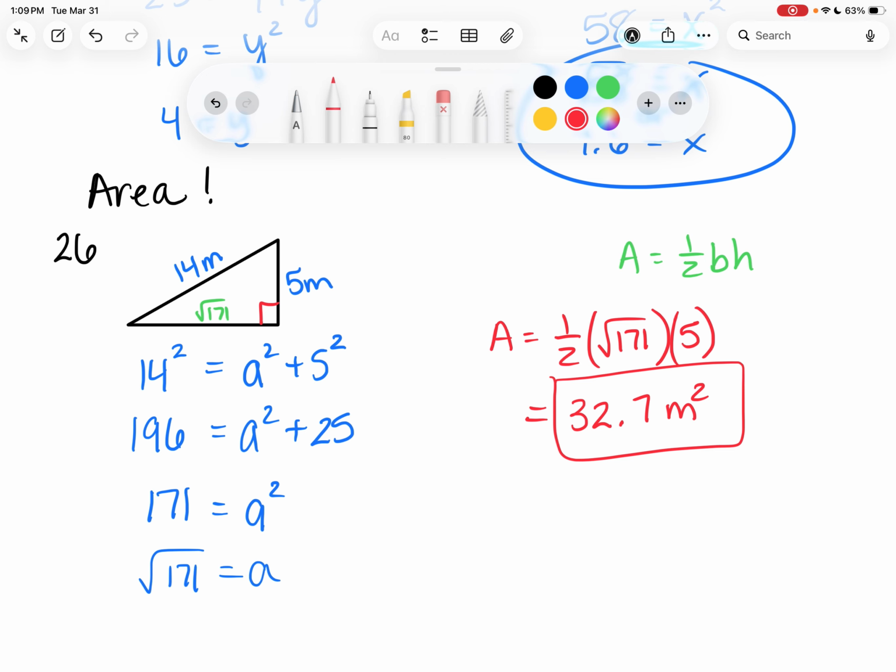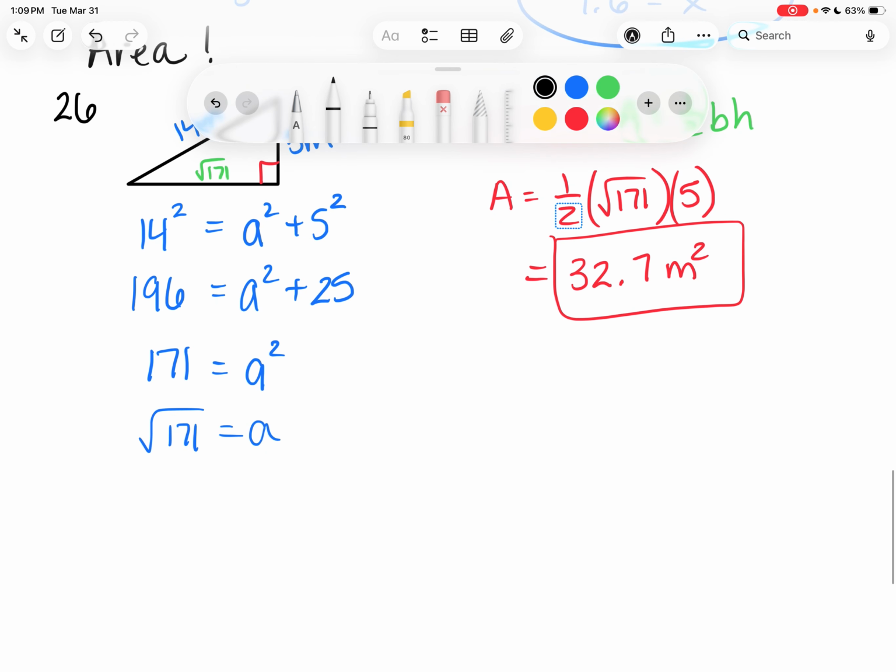Area always ends up being meters squared, right? Or just the units. Units squared, whatever the units are, because some of them are not meters. It looks like all the even ones are meters, but technically, they're not necessarily. 28.